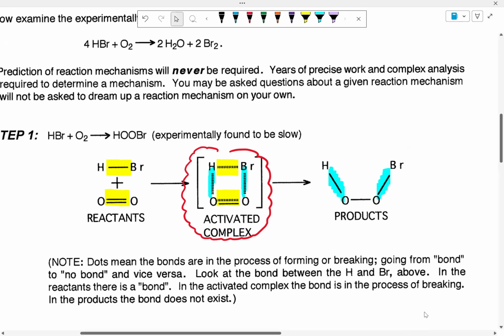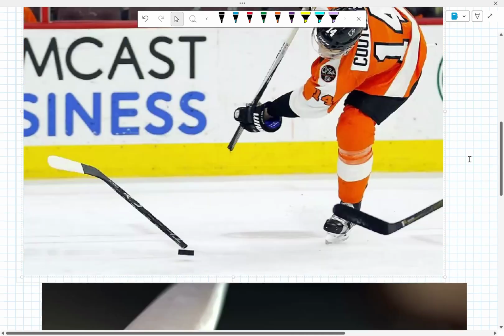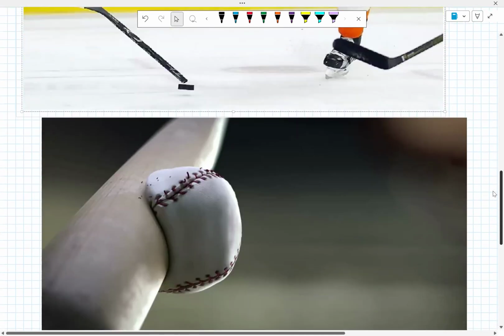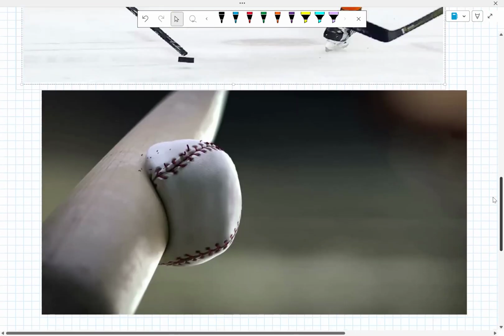So that is what an activated complex is: a high energy intermediate compound where bonds are broken and simultaneously bonds are being formed. If we were to take a look at, let's say, regular sports, an activated complex would be like a bat hitting a ball in baseball. The bat and the ball are forming an activated complex. It's high energy, unstable, and that energy determines whether the ball will be hit for a home run or be a bloop single.